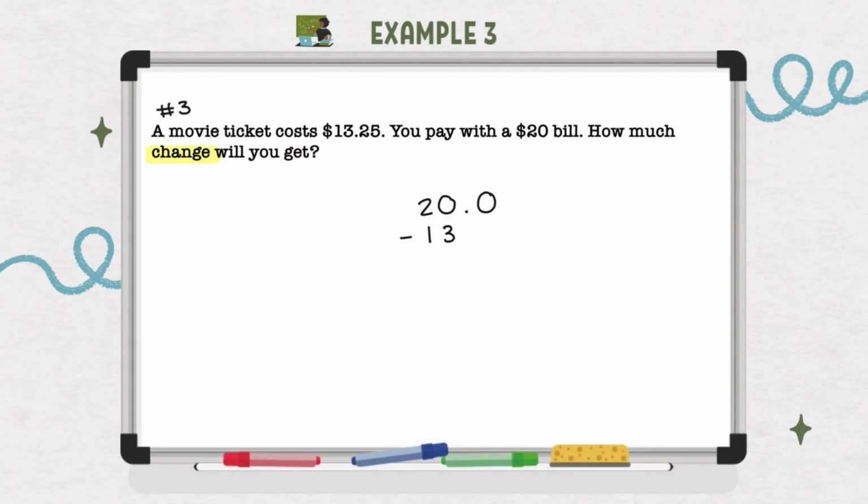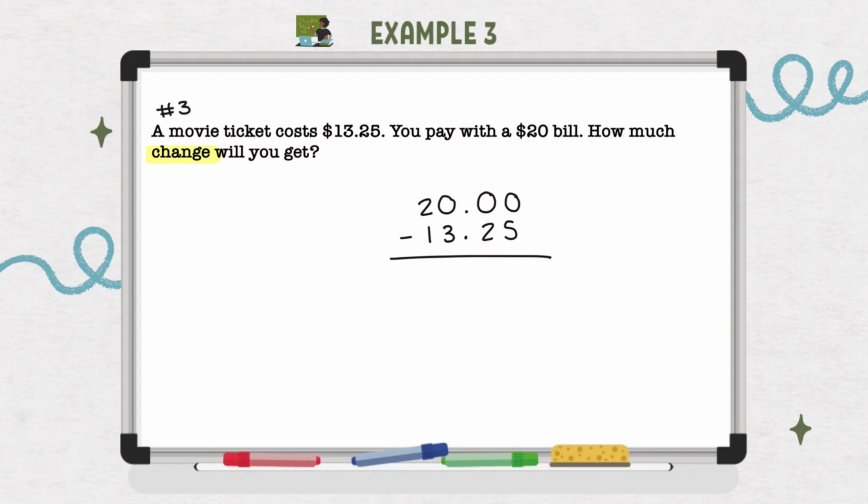So I'm going to write 13 point, you see my decimals are lined up, 25. And now I can clearly see that we have an empty spot here. And the only thing we can put in an empty spot is 0. If you did not put a 0 there, you might answer your question something like this. However, that is not the correct way that we subtract. We have to subtract something from something. So therefore, we need to put a 0 here.